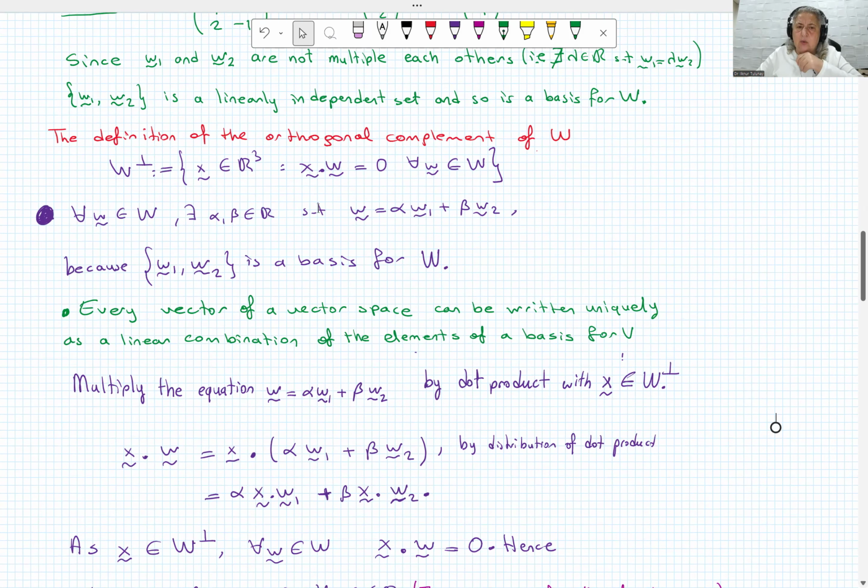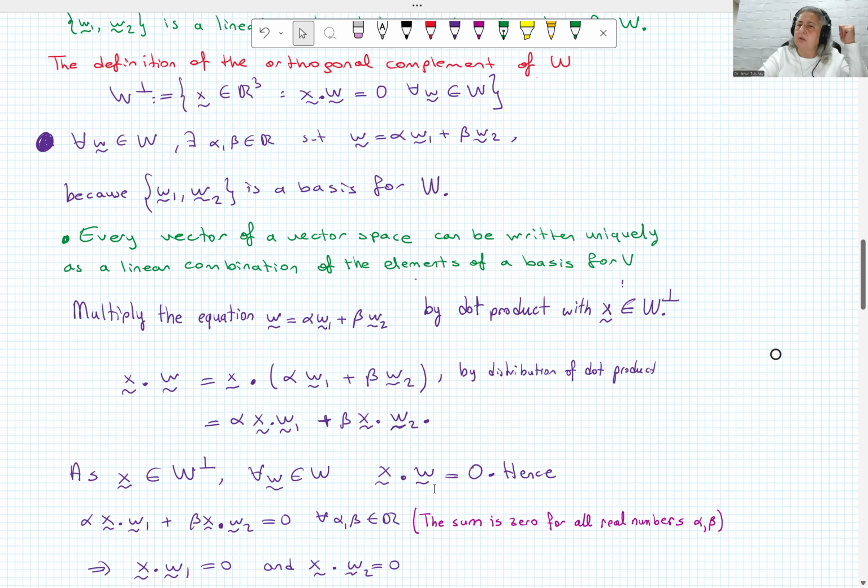Now I have this equation. Now I would like to take the dot product of this equation with an element x in the orthogonal complement, and let's see what will happen. If I take the dot product of everything with x, then by the distribution of the dot product, I have alpha times x dot w1, plus beta times x dot w2. So far so good.